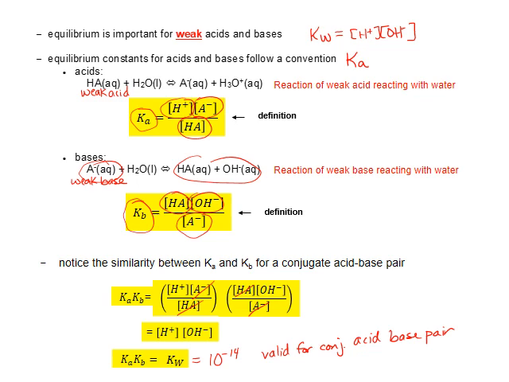In other words, the Ka for HF times the Kb for its conjugate base, F minus, would be equal to Kw. But the Ka for HF times the Kb for ammonia does not equal Kw.